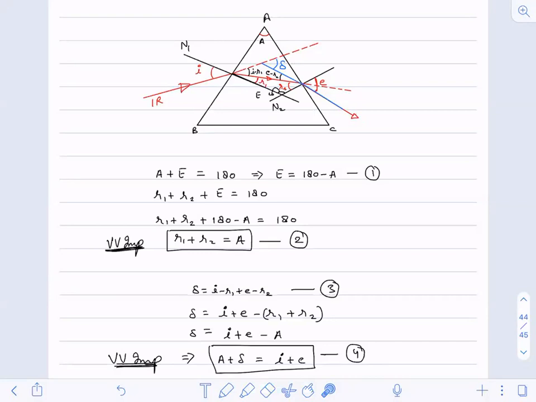Now there is one slight problem, not a problem but a constraint for us. What constraint? That we don't know differentiation. These are higher mathematical tools.